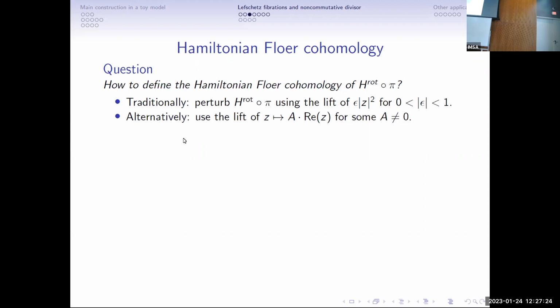But there are some other symmetries we can use on the complex plane. For example, we could look at a Hamiltonian which is some non-zero real number times the real part of our complex coordinate C. In other words, if you look at the Hamiltonian vector field associated with that, and look at the associated flow, that will more or less translate the plane in some direction.